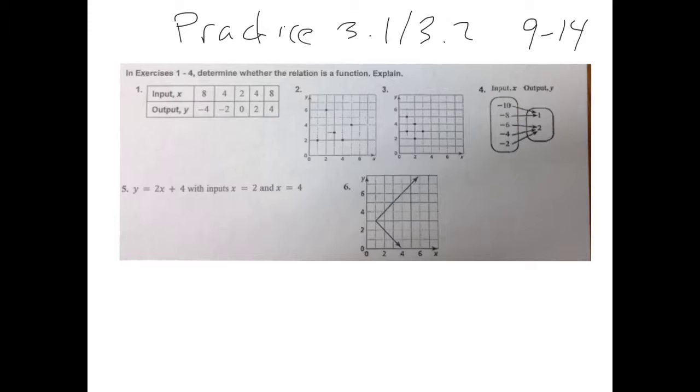To determine if something's a function or not, we only have to look at the x category here. And so I see 8, 4, 2, 4, 8. Because I see the 8 repeat, then this is not a function. Okay? And so the explanation why is because the 8 repeats. The 4 also repeats, so that makes it not a function also.